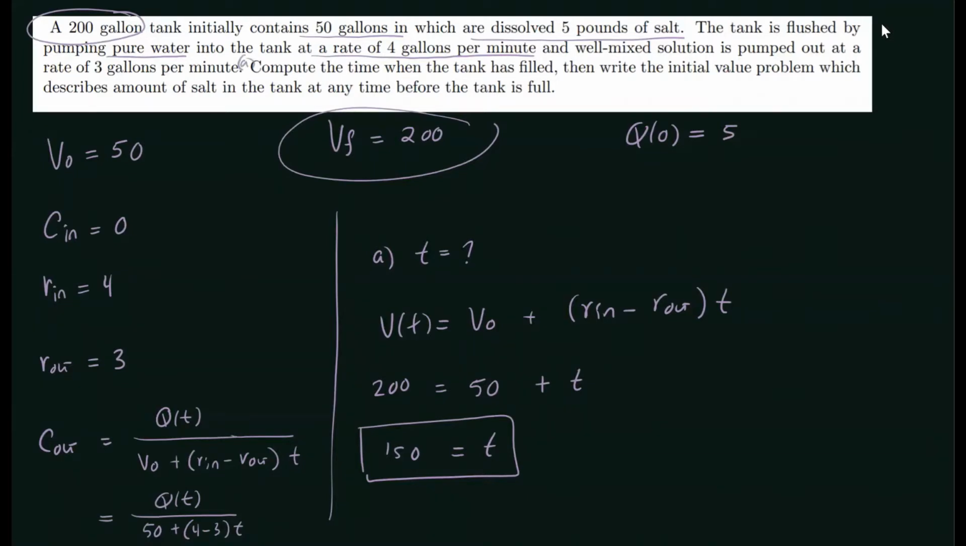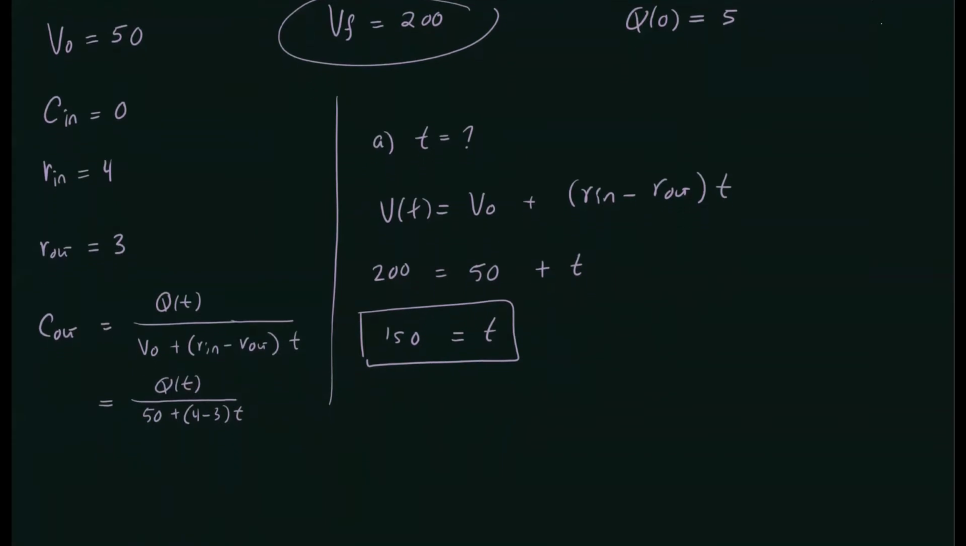Now, then we're going to write the initial value problem, which you already have. We just need to set it up. That describes the amount of salt in the tank at any given time T before the tank is full. Okay, so we know that. So let's call that part B. Our differential equation dQ/dt is equal to rate in times concentration in, minus rate out times concentration out, with the initial condition, which we're going to fill in.